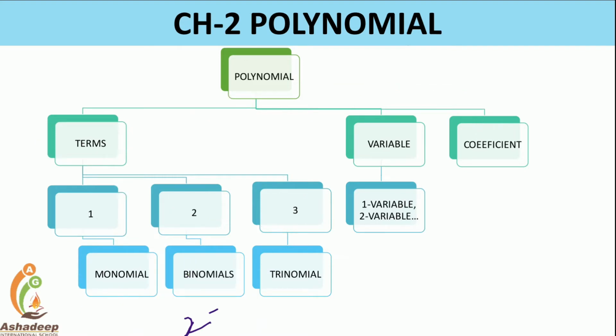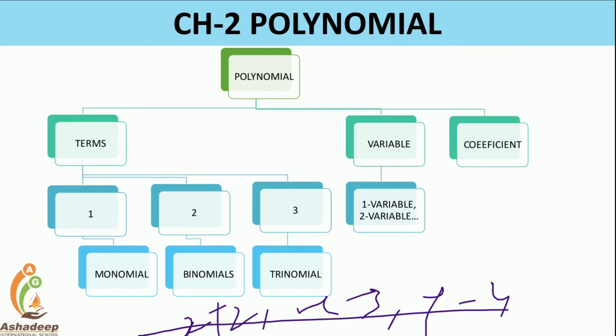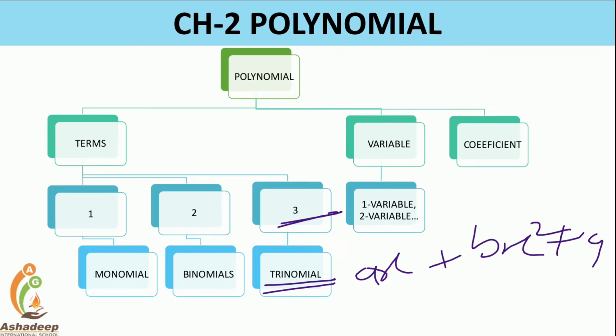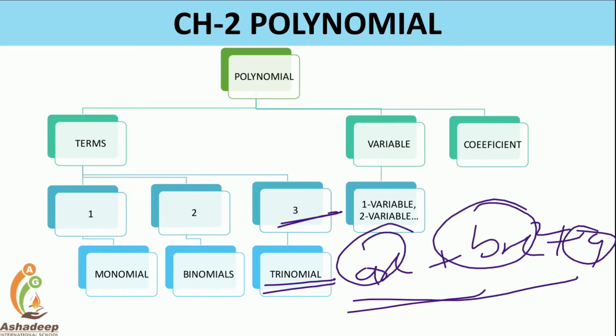But if I write x plus 2, or x minus 3, or y minus 4, these are binomials because they have two terms. The polynomial takes a form with two terms. If it has three terms, it is called the trinomial. For example, ax plus bx square plus 9. So this is the first term, this is the second term, and this is the third term.